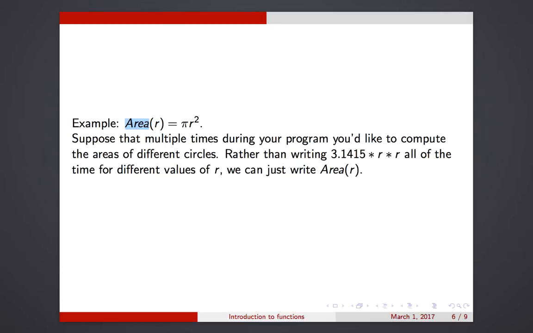Let's just say that multiple times during your program you want to compute areas of circles. I suppose you could do this every time, right? But why not just make things more English readable and write this instead? Give me the area for a given radius. Just compute that for me. So what would this look like in the code itself?